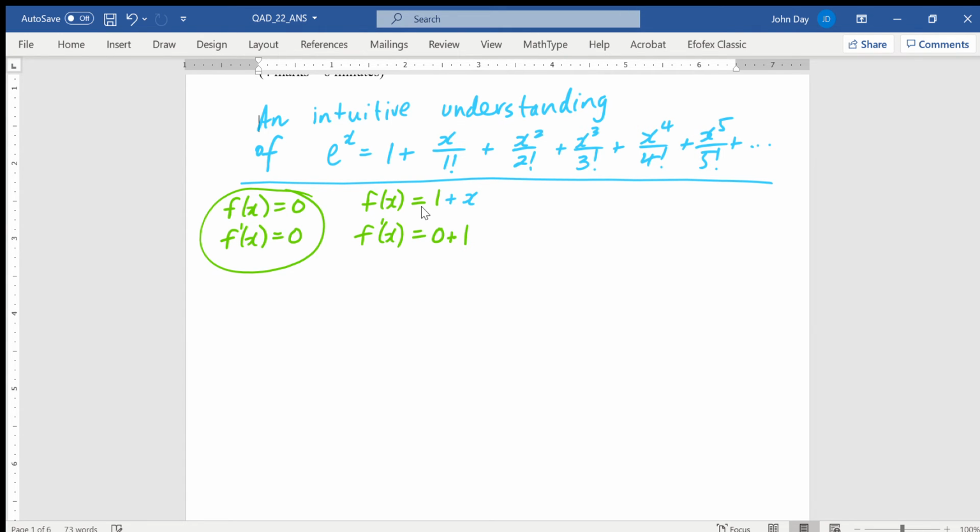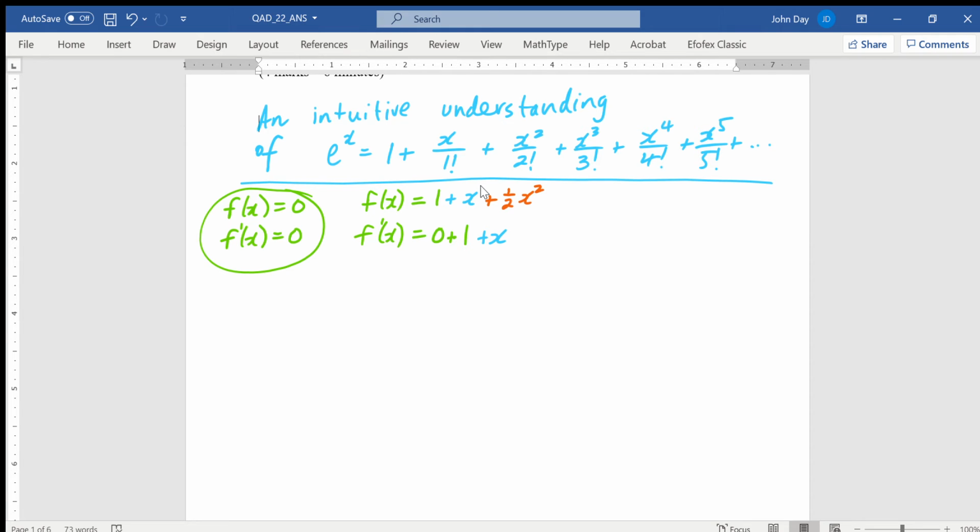Now, that derivative is correct. The derivative of 1 plus x is 0 plus 1. Only problem is my original function and my derived function aren't the same function. Well, if I want to have a plus x down here, I'm going to have to fix that up by putting plus half x squared there.